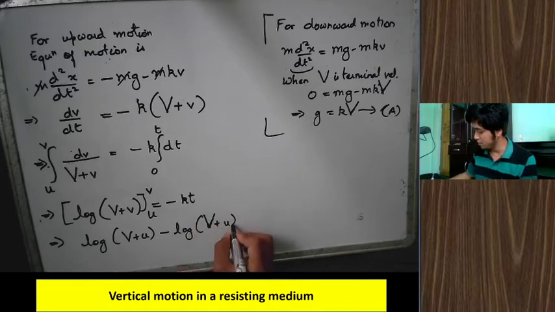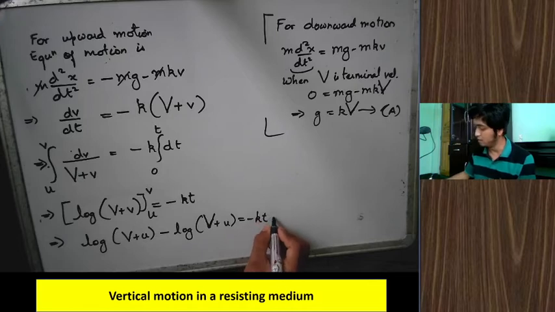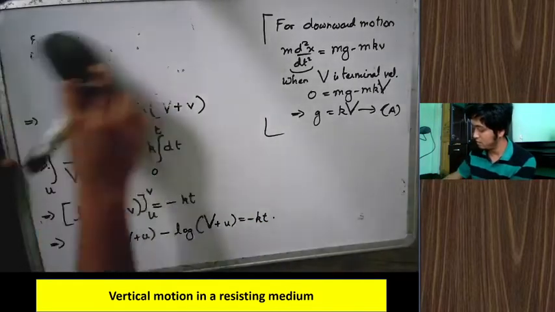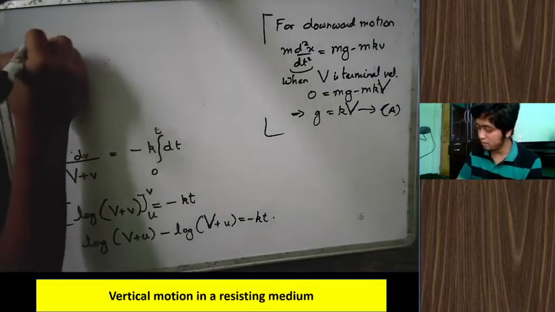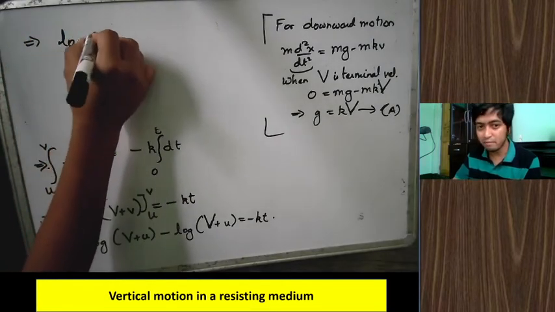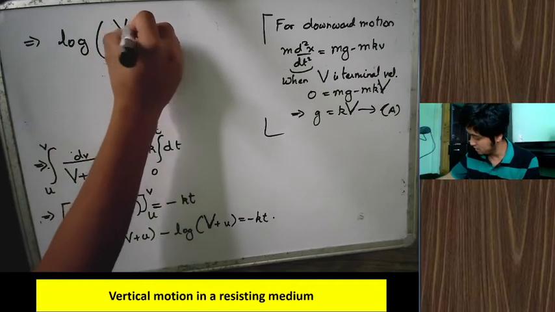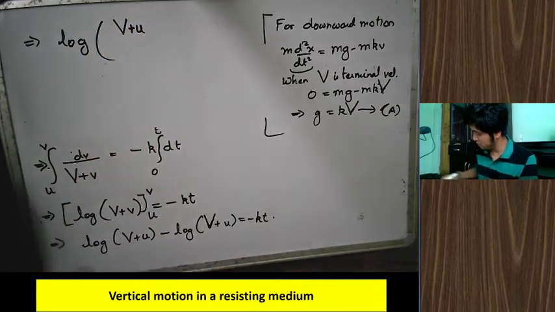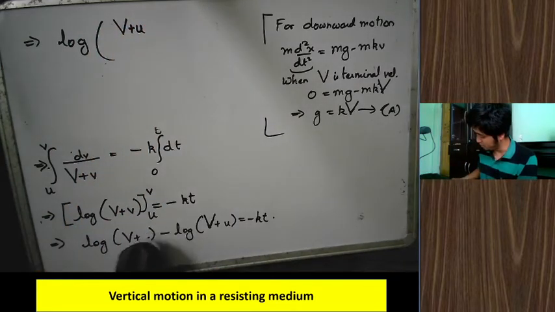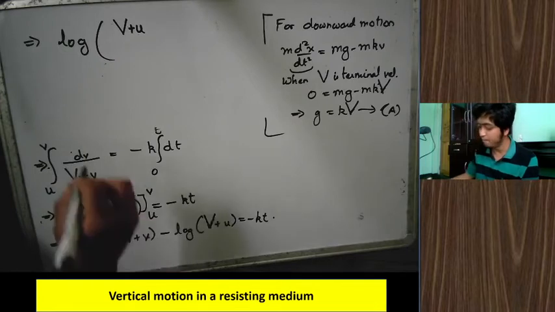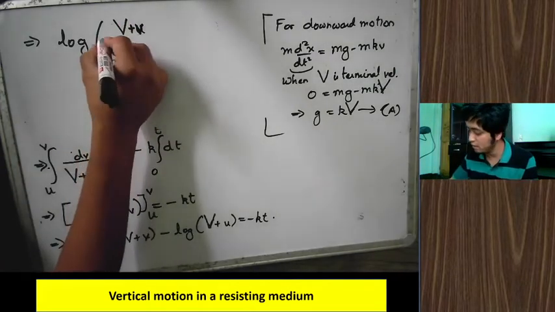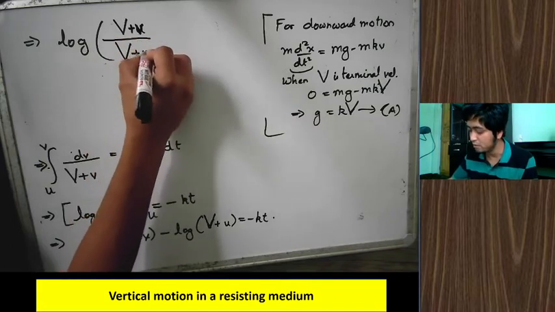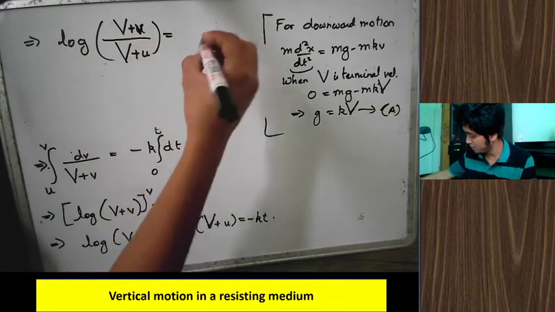Capital V plus u equal minus kt. Next, we will use properties of logarithms. Over here will be V plus v because it is the upper limit. V plus v over V plus u, minus kt.